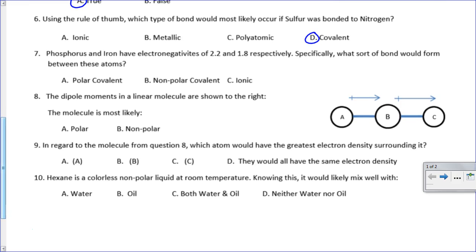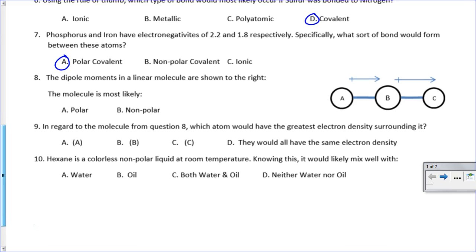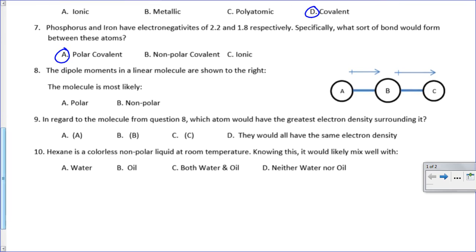Next one here, phosphorus and iron have electronegativities of 2.2 and 1.8 respectively. Specifically, what sort of bond would be formed? All right, so for this one, the difference there is 0.4. 0.4 is in the range of polar covalent. All right, if it's 0.3 or less, it's going to be nonpolar covalent. If it's above 2, it's going to be ionic. So generally speaking, just know those general ranges so that you can answer that sort of question.